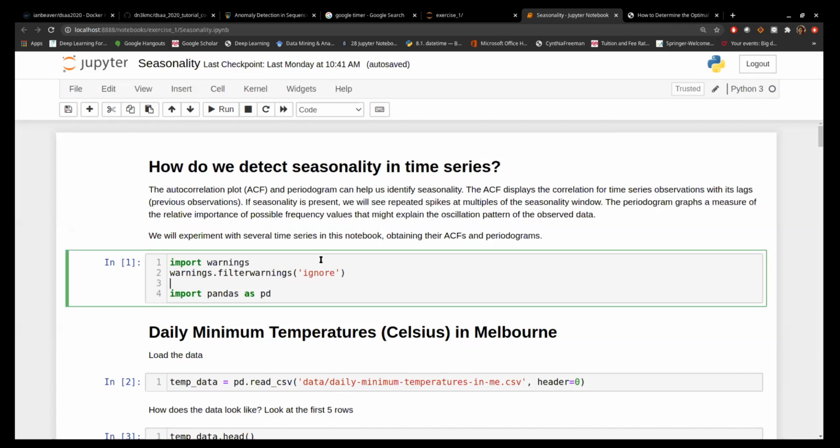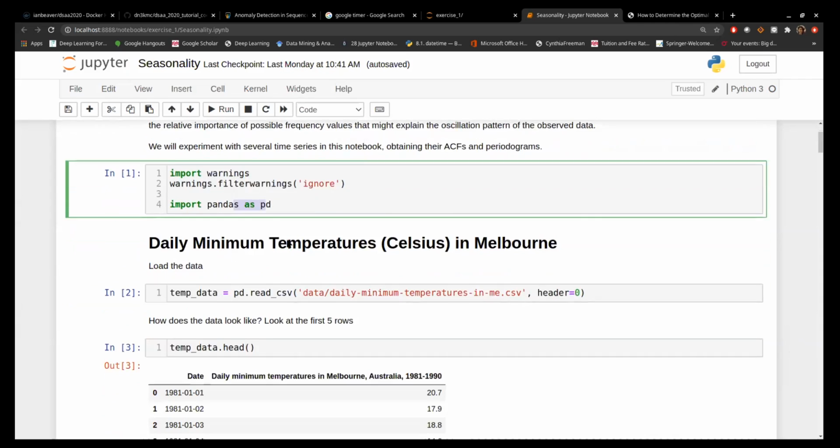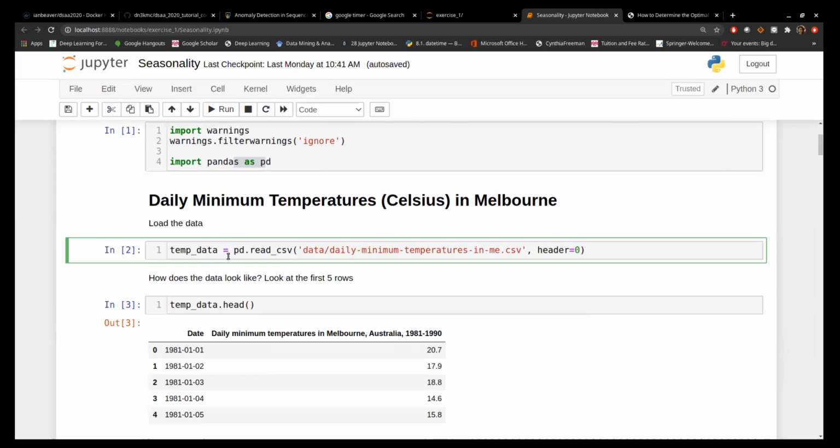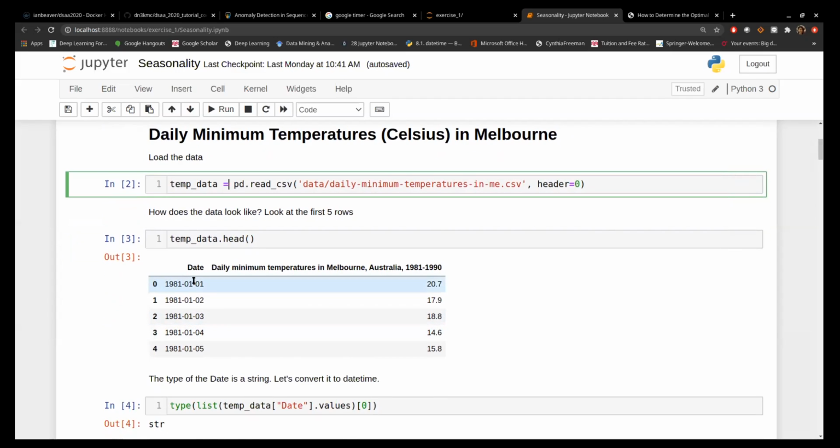So here in cell 1, I just simply import that pandas library I told you about. Then I load a data set that is inside the data folder of exercise 1 that's provided in that link. And this data set specifically contains the daily minimum temperature in Celsius in Melbourne. And this creates something that's called a data frame object, where data is aligned in a table fashion with rows and columns. And we can look at the first 5 rows of the data set using the head method.